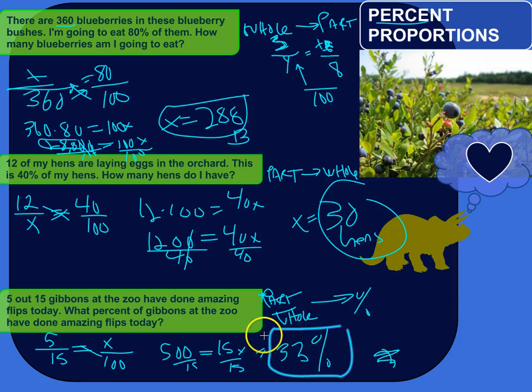About 33%, which makes sense, right? 5 out of 15 is 1/3. 1/3 is 33%. So about 33% of the gibbons at the zoo have done amazing flips today.